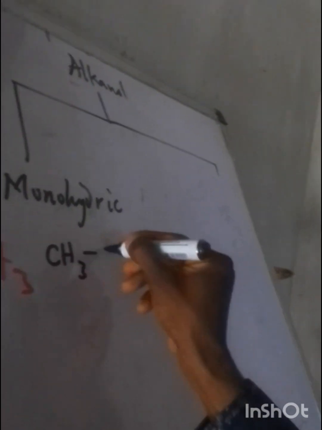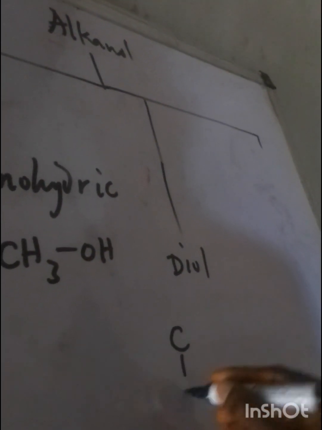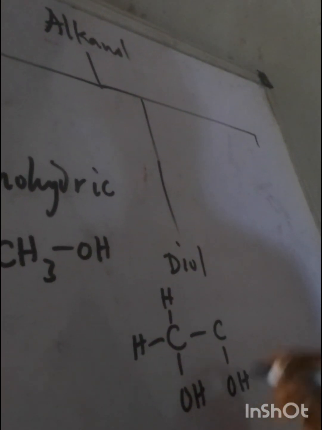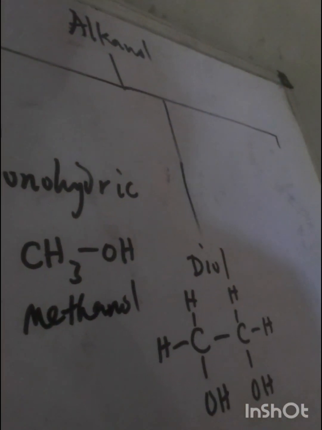So, in summary, alkanol is classified into 3. Monohydric. Example, CH3OH, because it has 1 OH group. We also have diol. Example of diol, ethane diol, which is this. This is methanol. This is ethane diol.